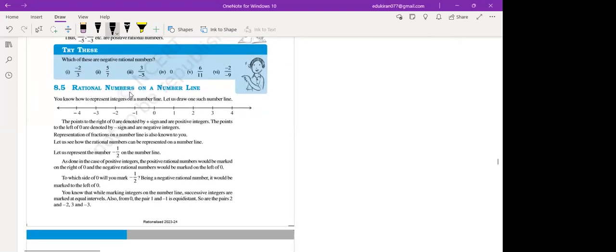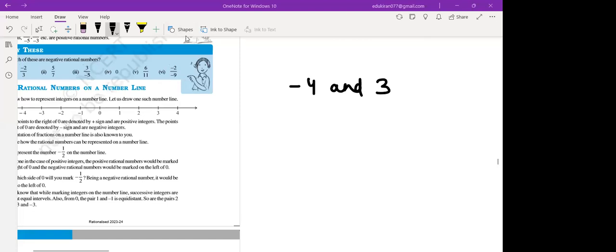The next is rational numbers on number line. So over here, for example, minus 4 and 3. Tell me, are they rational numbers or not? Kai said they are rational numbers. What about Tashin and Naisha? Naisha, tell me. I'm not sure. Just give me yes or no. It can be wrong, it can be right, no problem. Ma'am, maybe no.